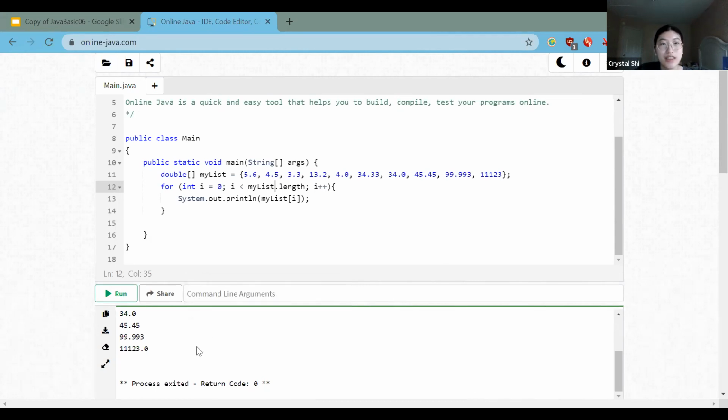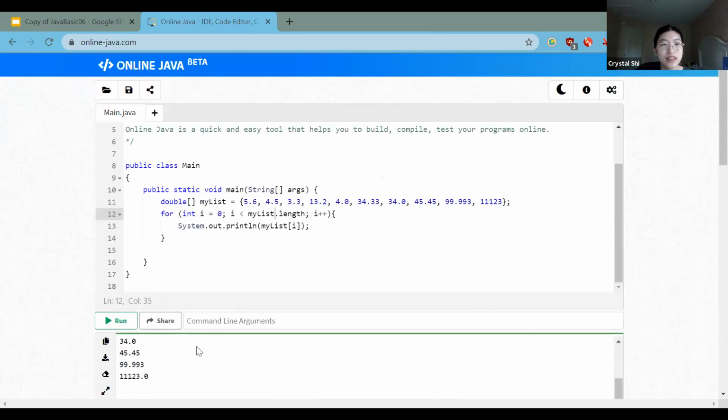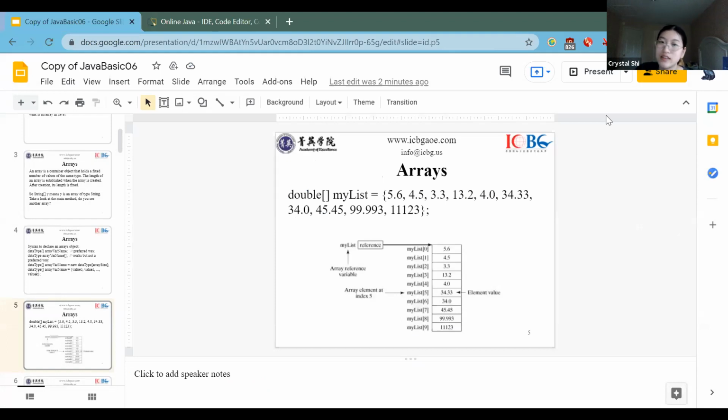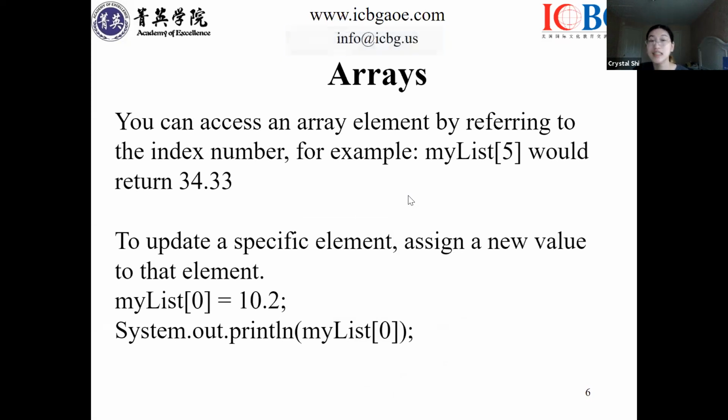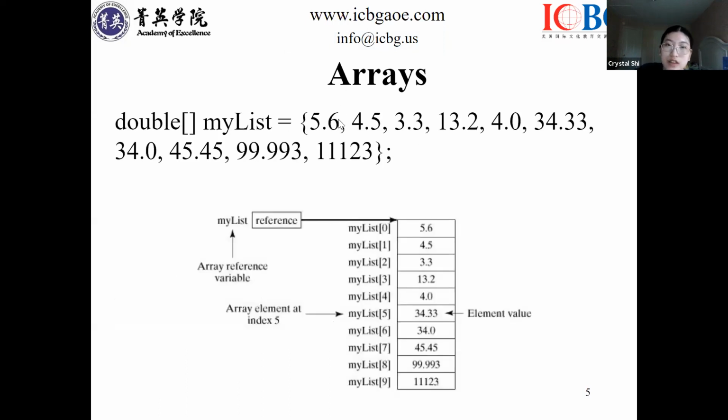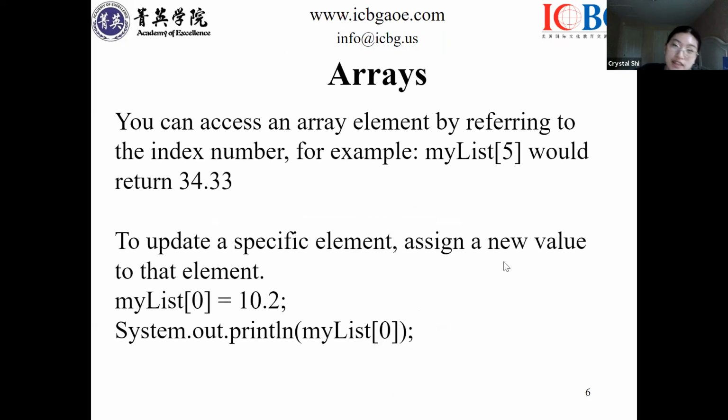So you can see we printed out this very lovely list here. So these are all the items in our list, right? Or array. And you can access an array element by referring to the index number. For example, my list 5 would return 34.33. This is very similar to strings. You start at 0 at the beginning and you go 0, 1, 2, 3, 4, 5. So 0 would be 5.6, and then you keep counting until you get to number 5. So in this regard, they're very similar to strings.